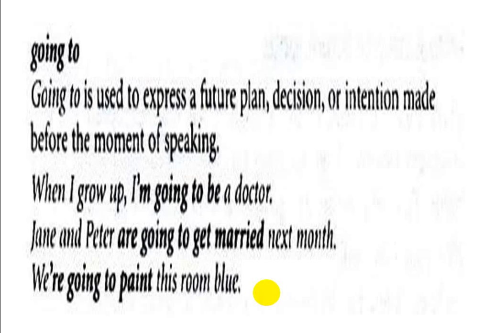For example, when I grow up, I'm going to be a doctor. So this is made before the moment of speaking. Jane and Peter are going to get married next month. So here it is made before the moment of speaking. We are going to paint this room blue. Going to is made before the moment of speaking in this sentence.